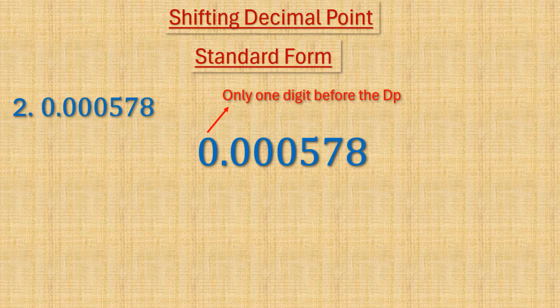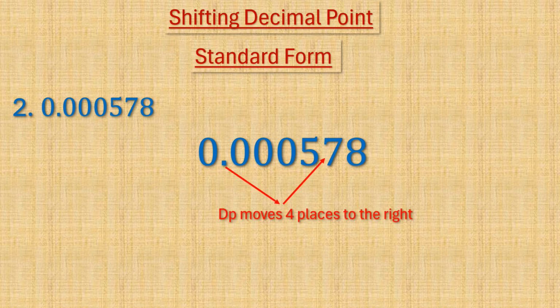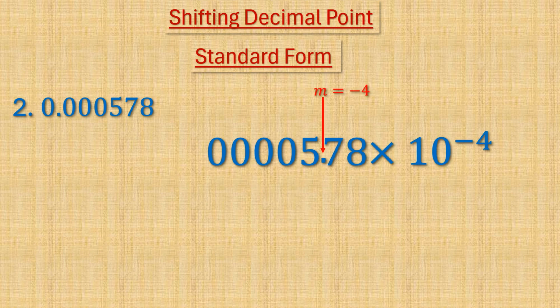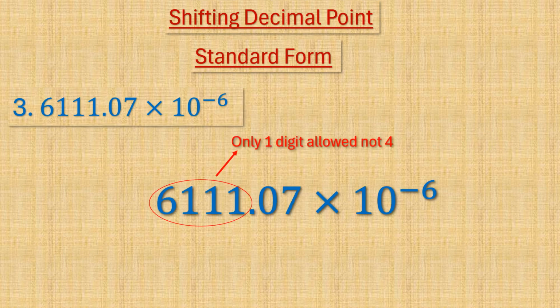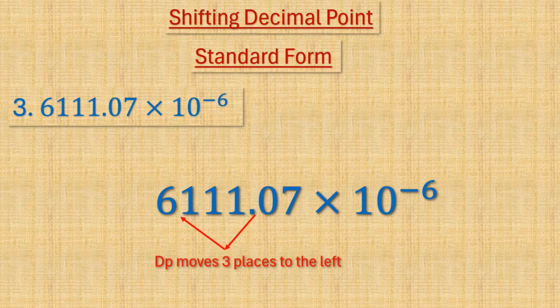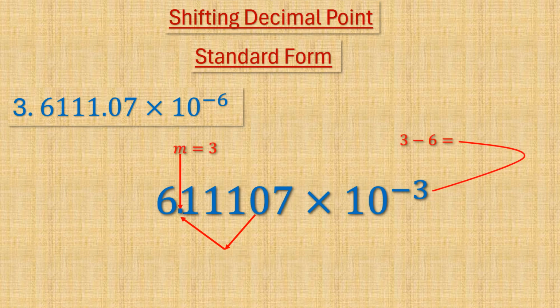There's only one digit before the decimal point, but 0 is not allowed. The digits can only be an integer from 1 to 9. So, we move the decimal point 4 places to the right. We have 0.000578 times 10 to the power of minus 4. And by striking out the zeros, the result is 5.78 times 10 to the power of minus 4. For the third, only one digit is allowed before the decimal point. Thus, the decimal point is shifted 3 places to the left. Therefore, the result is 6.11107 times 10 to the power of minus 3.